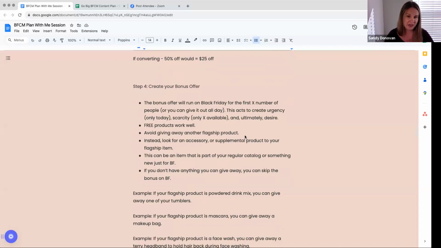Your bonus offer is only going to run on Black Friday, the exact day. So on Friday from midnight on, for the first X number of people that you want. Look at how many sales you're expecting to get on Black Friday, and have enough product for roughly that.